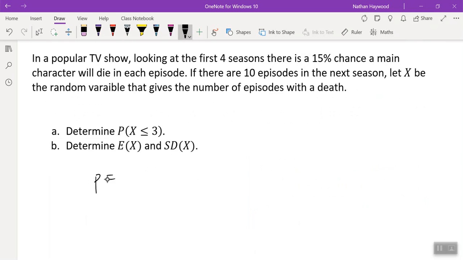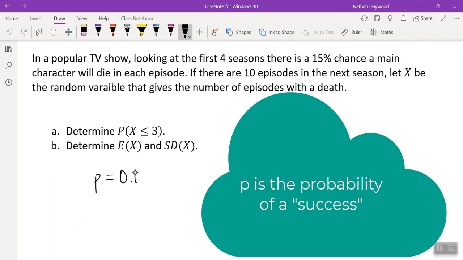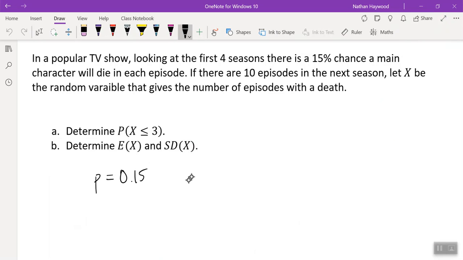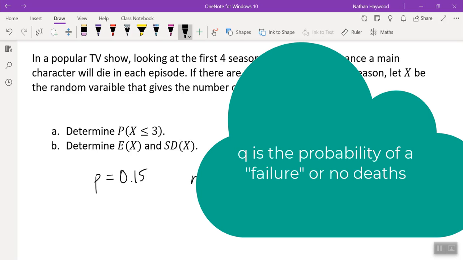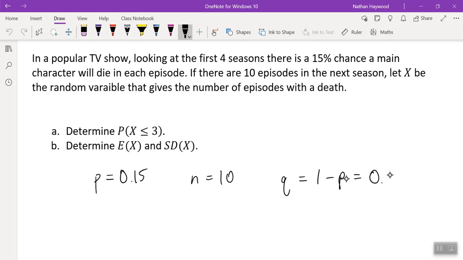What's the p-value? 0.15. What's the other information it's given us? 10 episodes, so n is 10. Can we figure out q? Q is 1 minus 0.15.